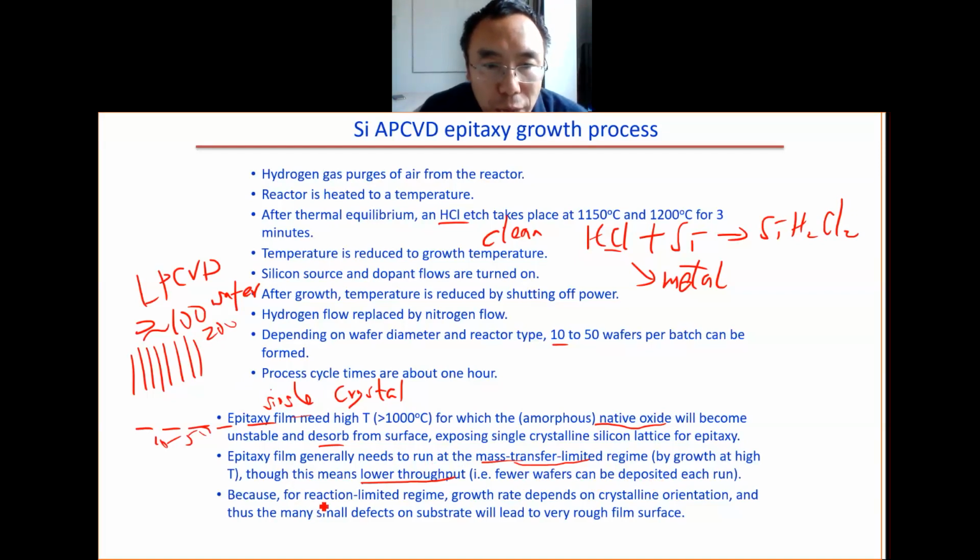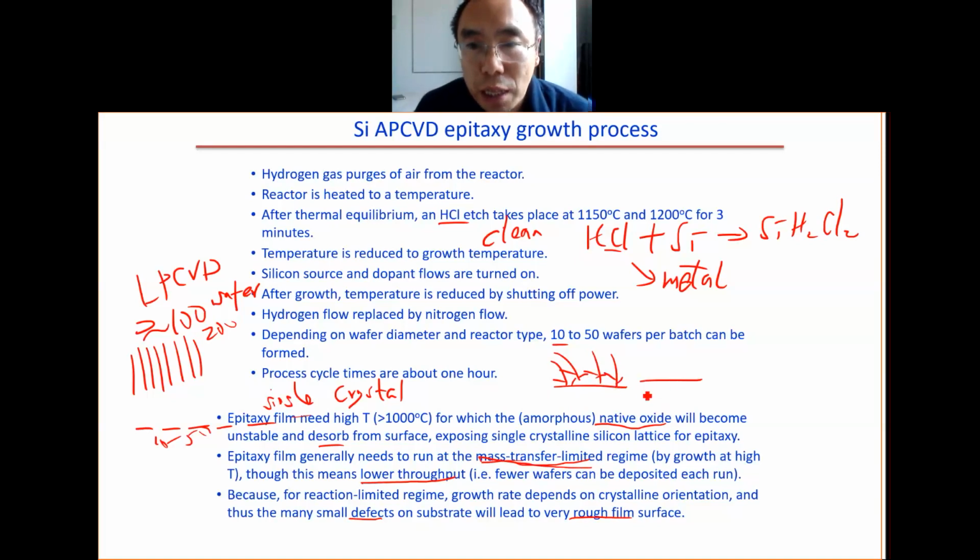So why do we need to run at the mass transfer limited regime? Because for the reaction limited regime, the growth rate depends on the crystal orientation. As a result, we have some crystalline defects, which become larger and larger, and we may get a very rough film surface. But for the mass transfer limited regime, as long as the gas comes to the wafer evenly, you get even deposition. So there will be no bumps because of the crystalline defects.